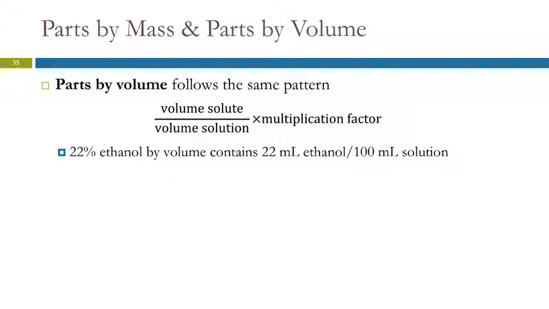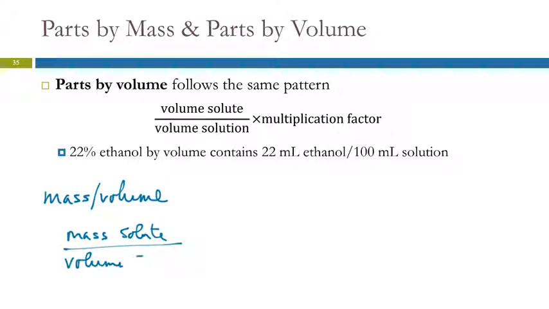Parts by volume. Here you're looking at the volume of solute and the volume of the solution, again multiplied by a factor. You could have percent by volume, parts per million by volume, etc. So 22% ethanol by volume means 22 milliliters of ethanol in 100 milliliters of solution. There's another one as well, mass volume. So you can do parts by mass volume. So this would be mass of solute divided by volume of solution times a factor.